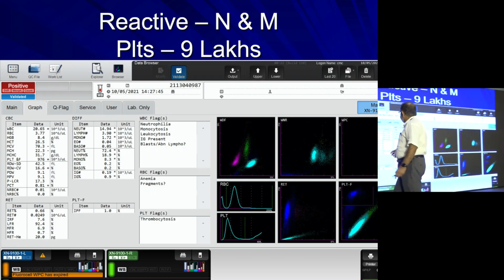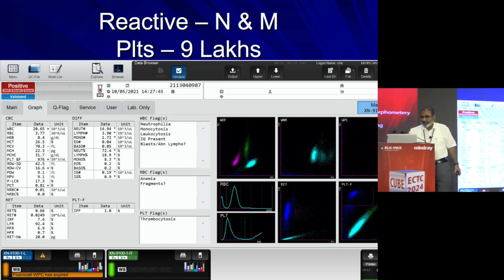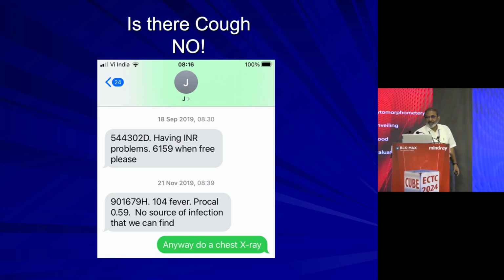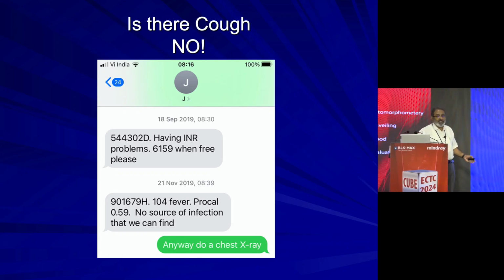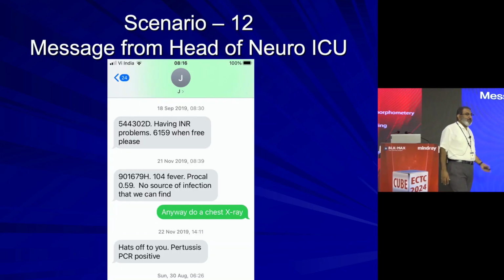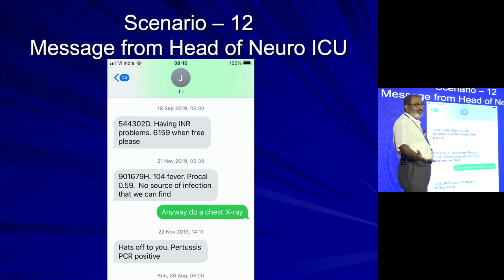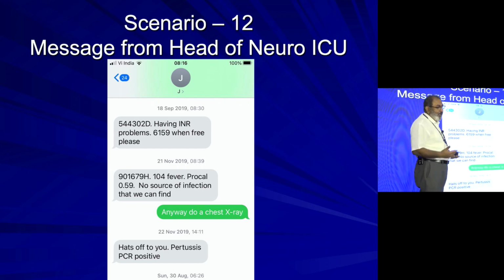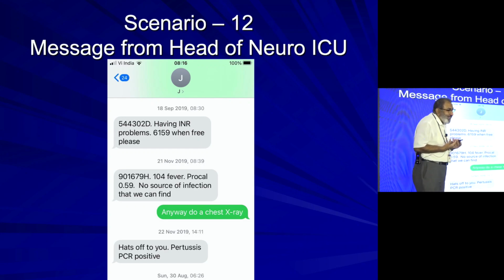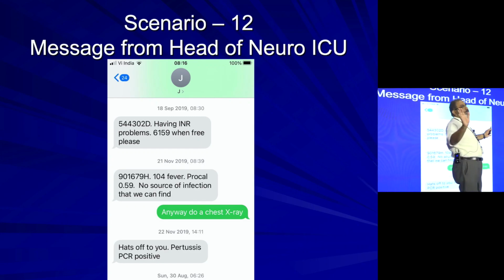Anyway. So I told him, anyway, do a chest X-ray. Look at the message that comes 2 days later. You can see the life I live. If it was not Bordetella pertussis, I would have been happy.